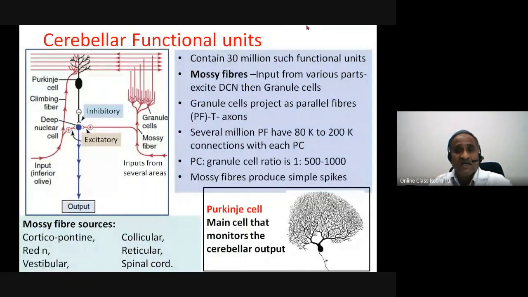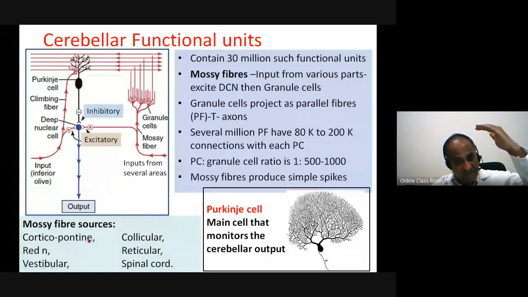Now comes another important aspect of what I have described. I am going to summarize here. The cerebellar functional units contain 30 million such units. This is the unit I have already described. The mossy fiber input comes from various parts of the body and various parts of the brain. So these are the sources of the mossy fiber.